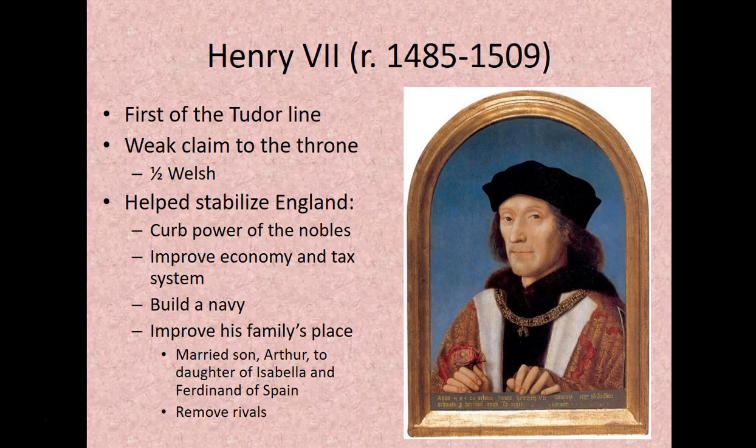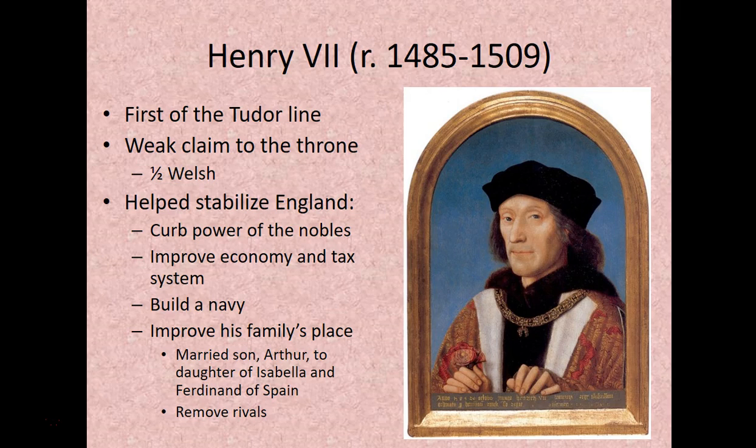Another big focal point of Henry's rule is he wants to improve the standing of his family in society. Their claim to the throne, he wants to have it set in stone. He wants to be able to pass it on to his children. And he tries to do this first through marrying his son Arthur to Catherine of Aragon.